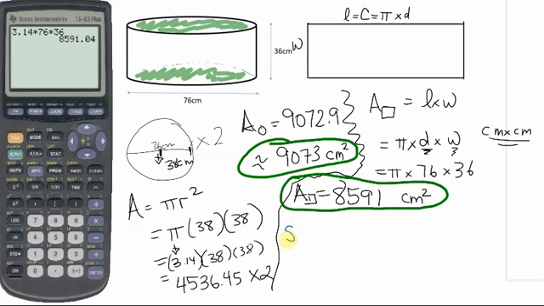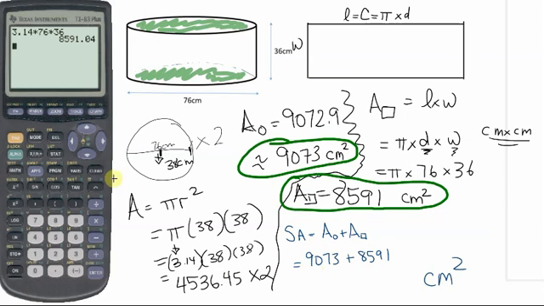So our surface area is going to be the area of the circle plus the area of the rectangle, which can be represented as that little shape there. So we're going to have 9073 plus 8591. And of course, we have centimeters squared plus centimeters squared. It's going to maintain our unit of centimeters squared.